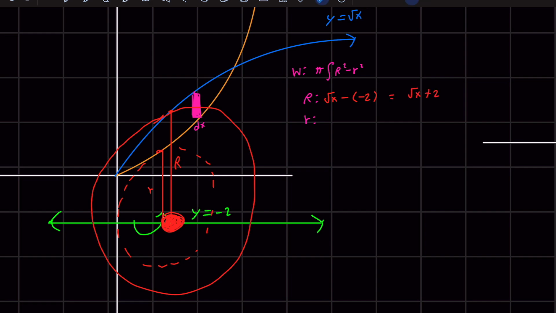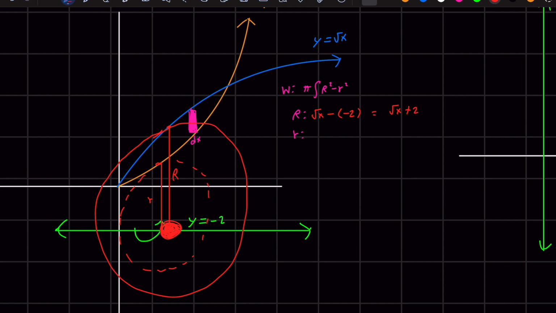Now for your little r, look at the line that you drew for little r. The top is right here, this orange function, which is y equals x squared. So that's going to be top, x squared, minus the bottom. The bottom is, again, y equals -2. So it's going to be minus -2, so it's going to be x squared plus 2.